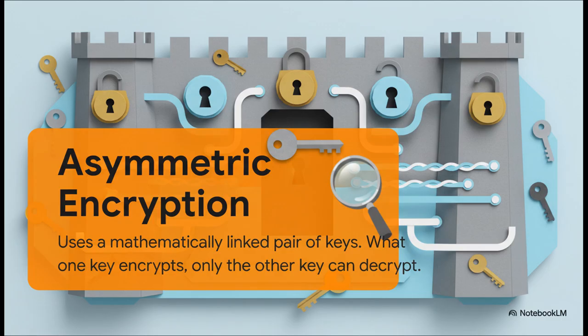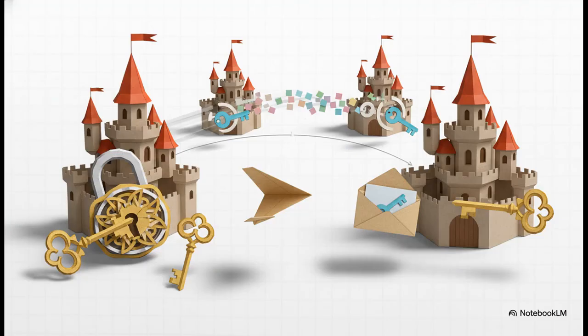And just like that, the key sharing problem is solved. But here's the real kicker. In the real world, we don't actually choose one or the other. We use both in this beautiful hybrid system. Remember how we said symmetric encryption was really, really fast? Well, we still want that speed.